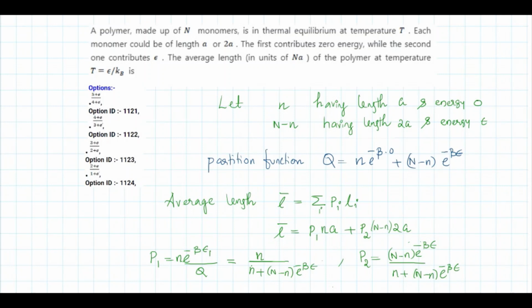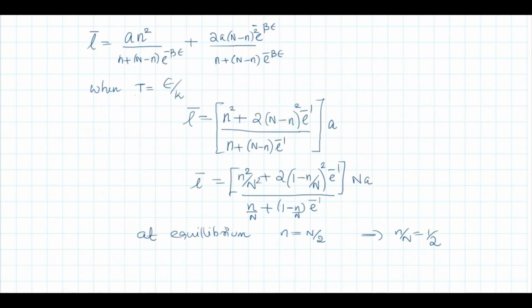Now we have to find the probabilities. The probability P1 is n into e raised to minus beta E1 by Q, and that is n divided by n plus (N minus n) e raised to minus beta epsilon, which is the partition function. Similarly, P2 is (N minus n) into e raised to minus beta epsilon divided by the partition function. Substituting this P1 and P2 here, you will get L bar as A n squared plus (N minus n) n e raised to minus beta epsilon plus 2A into (N minus n) squared e raised to minus beta epsilon, divided by n plus (N minus n) e raised to minus beta epsilon.